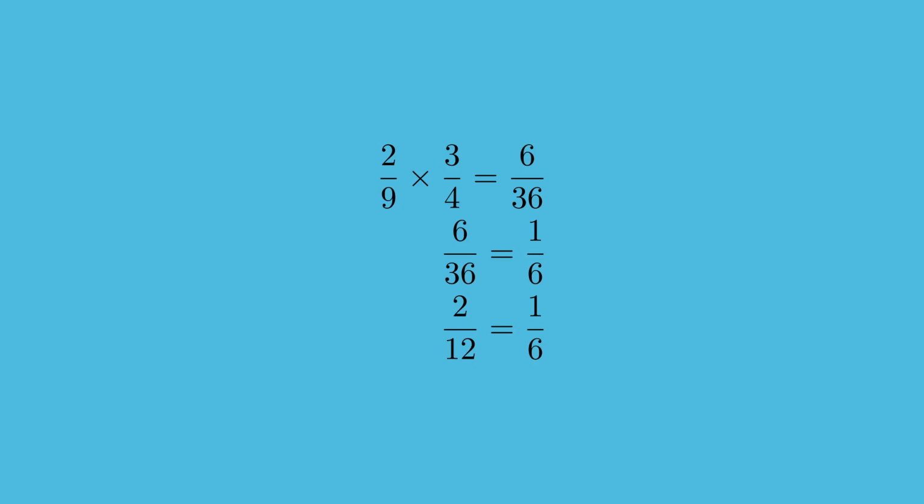But we were given the answer as 2 over 12. 2 over 12 can also be simplified. Both 2 and 12 can be divided by 2. 2 divided by 2 equals 1. 12 divided by 2 equals 6. So 2 over 12 simplifies to 1 over 6 as well. Thus, the correct answer is indeed 2 over 12 because it is equivalent to 1 over 6, which is what we calculated.